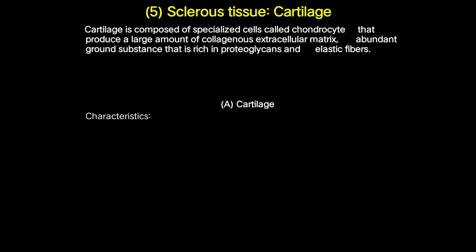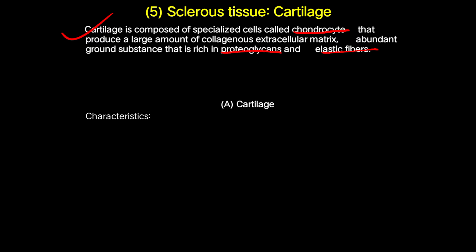So now we will see it in detail, that it is composed of a specialized type of cells called chondrocytes, that produce a large amount of collagenous extracellular matrix. Means the chondrocyte, the cell of the cartilage, is producing a large amount of collagenous extracellular matrix, abundant ground substance that is rich in proteoglycan and elastic fibers. So cartilaginous tissue is found in the body, and we will see in detail where it is found and how many types of cartilage are found in the body.